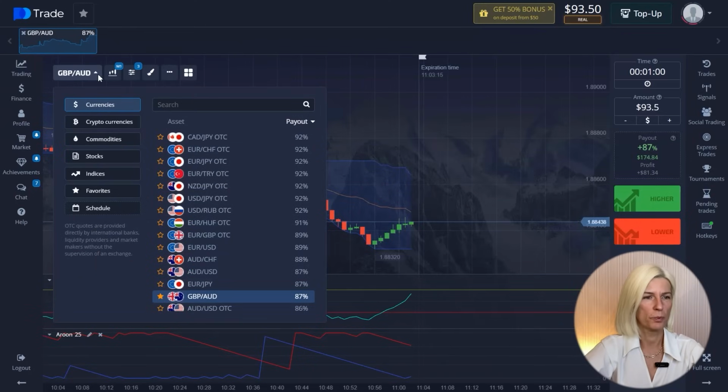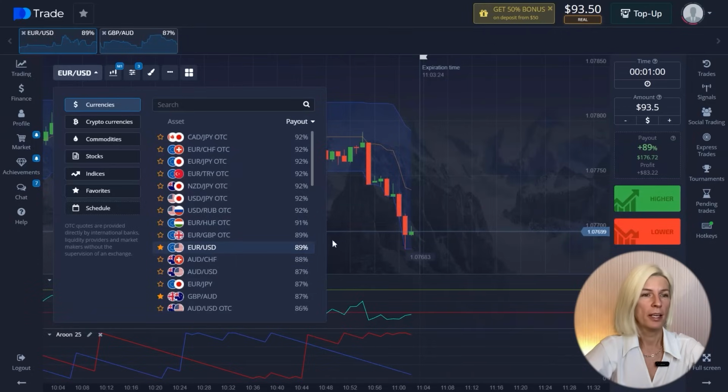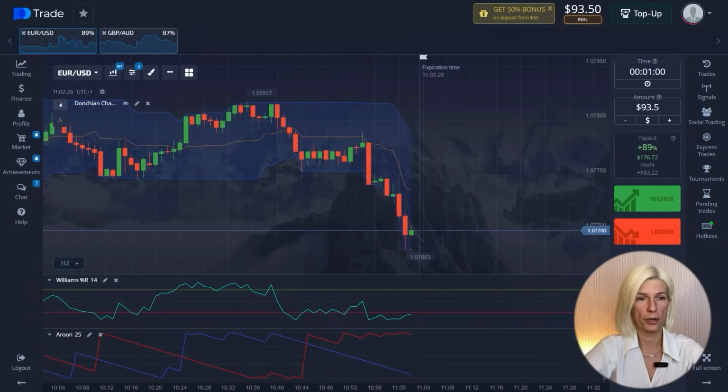Unfortunately, our pair's payout is only 87%, so we will try to find another one. Going through the list of assets, we see that among the currency pairs, the highest profit is 89% for the Euro-US dollar currency pair, so we will choose it for further trading. Studying the price chart, I will continue our conversation.